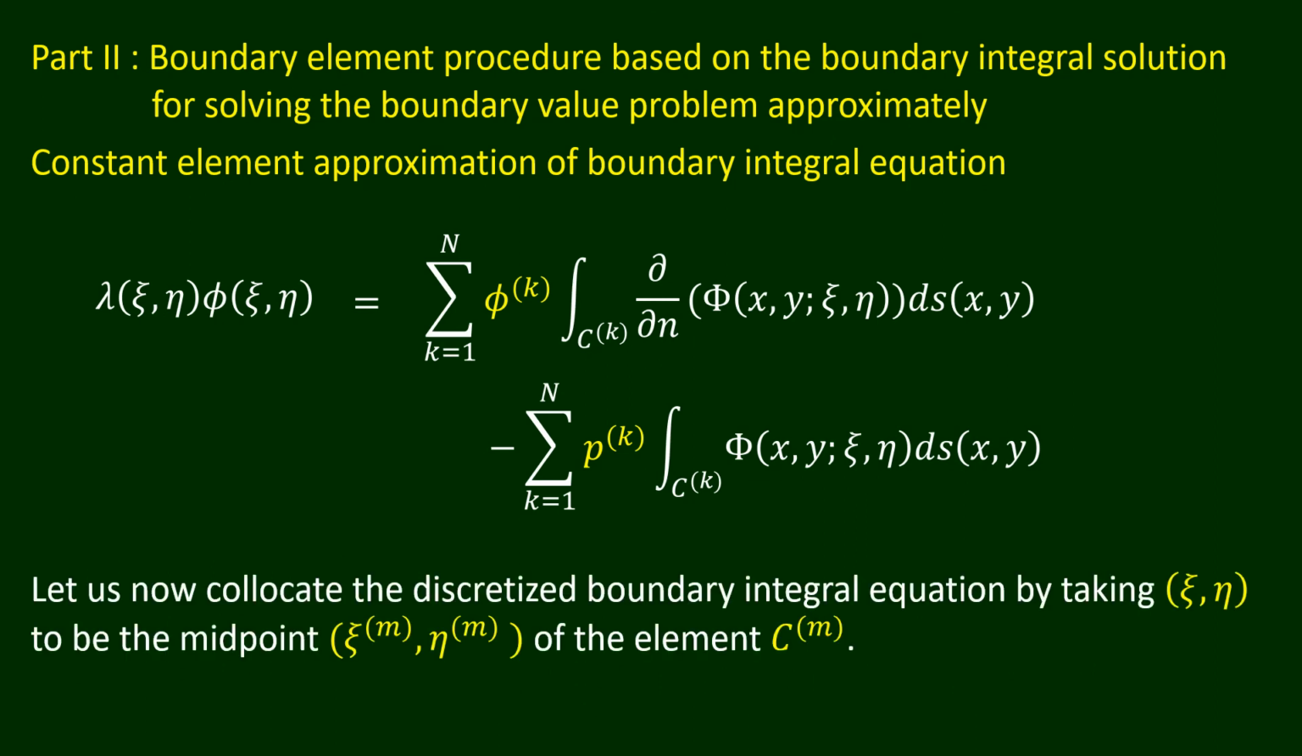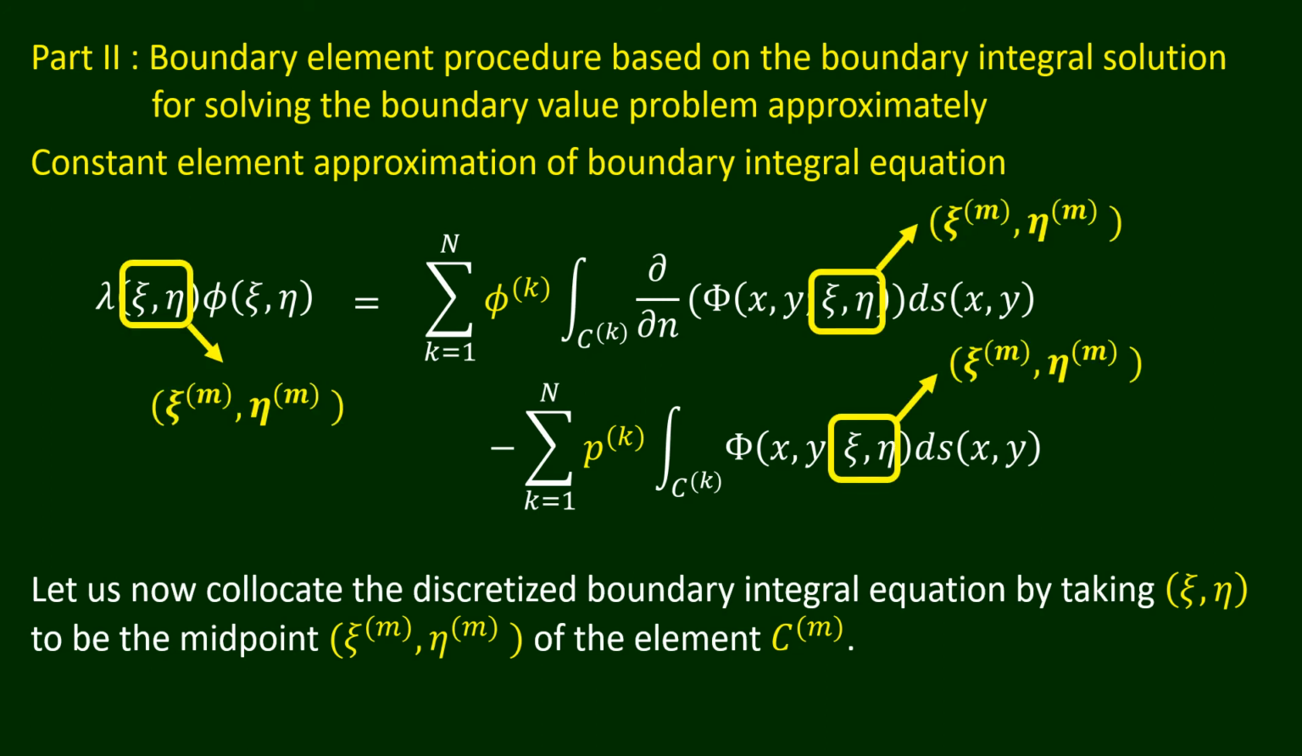Let us now collocate the discretized boundary integral equation by taking the point xi eta to be the midpoint xi m, eta m of the element Cm. Note that the midpoint xi m, eta m lies on a smooth part of the element Cm, not at what may be possibly a corner between two neighboring elements. Hence, lambda equals half at the midpoint xi m, eta m.